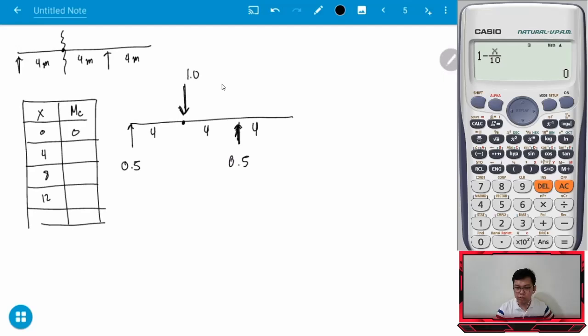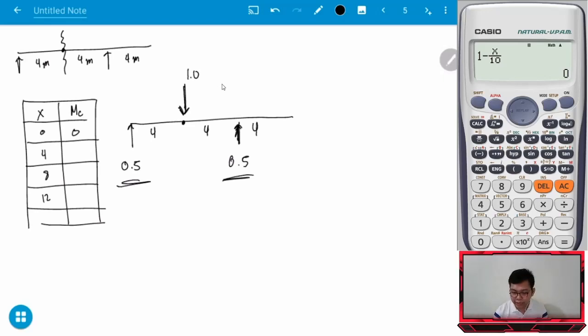Ano nangyari doon? Sorry. Nagre-record kasi ako, so medyo may something na nangyari. Anyway, clockwise is still equal to counterclockwise, but I think obvious naman no, na 0.5 yung reactions dyan. So, depende na sa inyo kung i-check nyo pa din.